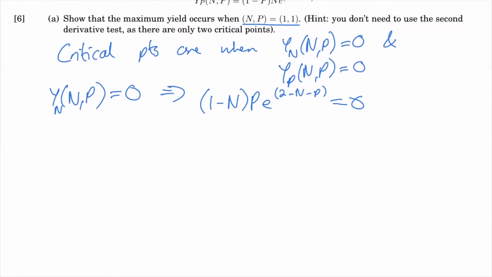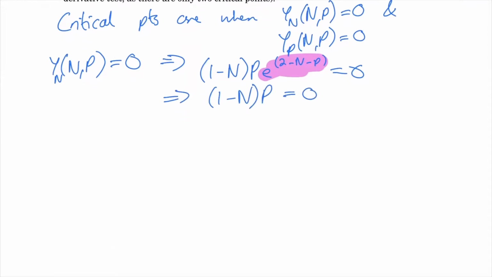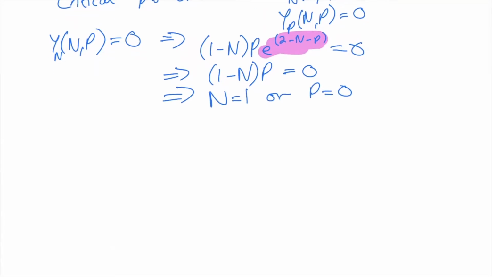So what does that tell us? Well, this bit here is always going to be positive, so we can divide through by that. So that tells me that 1 minus n times p is going to equal 0. Actually, let's just write this out a little bit further. We can set either n is equal to 1, because the stuff in the bracket has to equal 0, or p must equal 0.